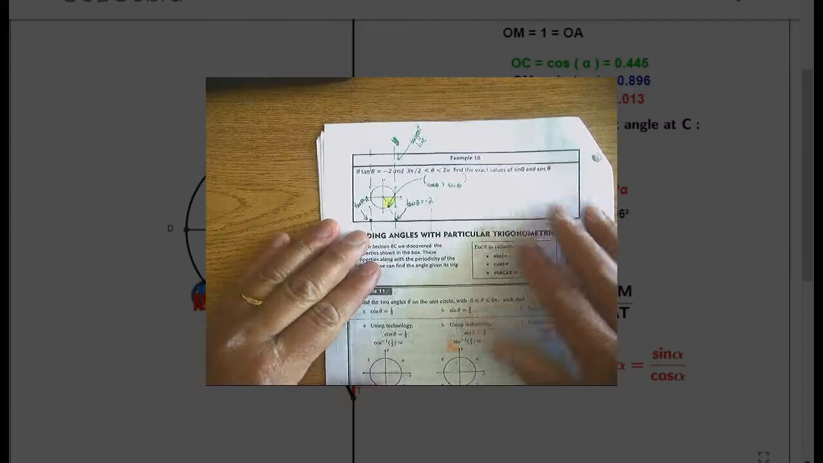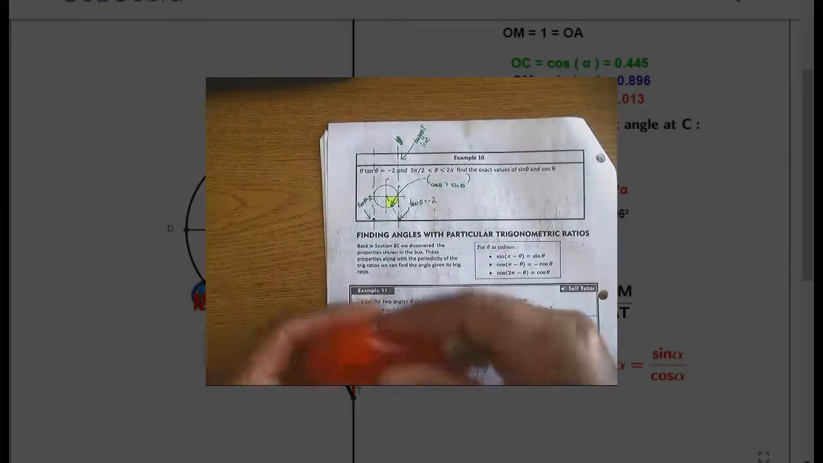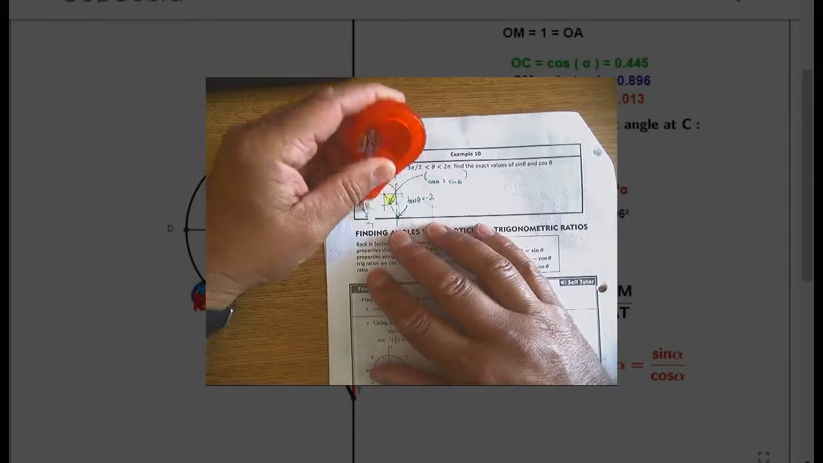All right. Okay, so this is where we left off. Just make this correction right here. Just get rid of this.